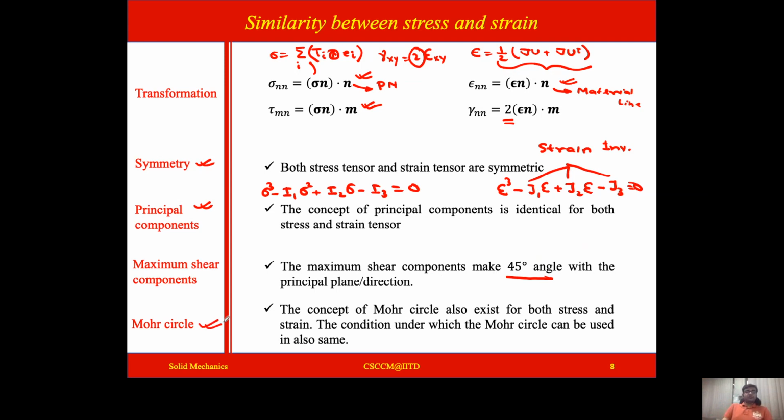We talked about Mohr's circle when we were talking about stress. Mohr's circle is equally applicable for strain as well. So the same thing is applicable.